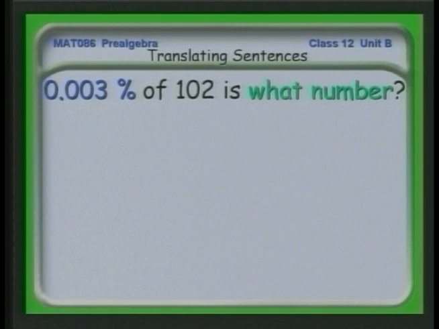Let's look at one more example here. And in this case, we're going to use a very small percentage.